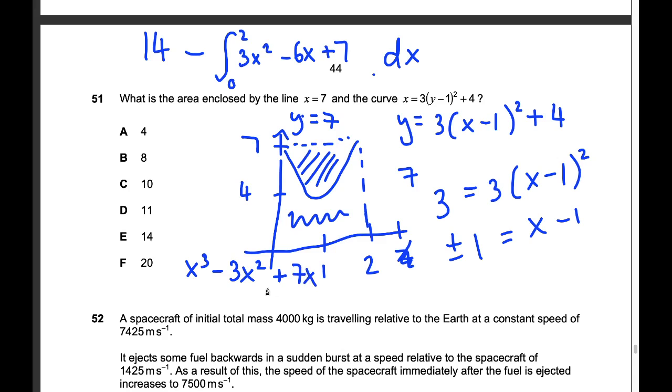Actually, the two bounds are 2 and 0. Because all of these have an x in them, the 0 one we don't really need to worry about. We just need to worry about the 2 one. So that's going to be 8, which is 2 cubed, minus 3 times 4, which is minus 12. So that's minus 4. Plus 7 times 2 is 14. So minus 4 plus 14 is 10, and that's the result of this integral. So 14 minus 10 is just going to give us 4. So that's option A. Okay, nice.